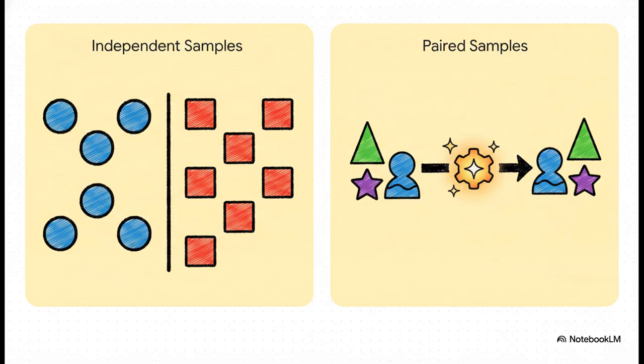You test a group's performance, you put them through a training program, and then you test that identical group again. Because the data points are linked in these matched pairs, the math adjusts to look specifically at the difference within each individual subject.